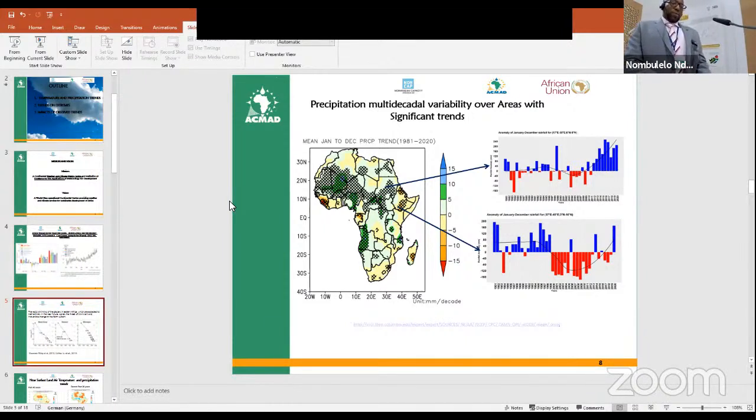But when you zoom in, you can notice that there is a multi-decadal variability over the area with a significant trend. So as a scientist, when we plot this map and show it to the public, we need to make sure we zoom in to make sure we are showing the right trends.